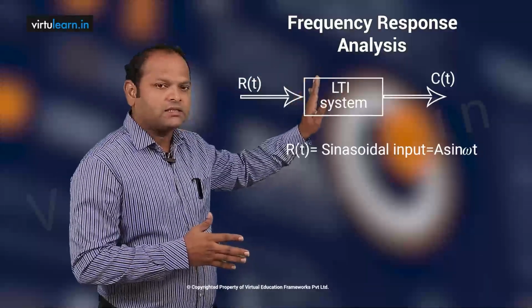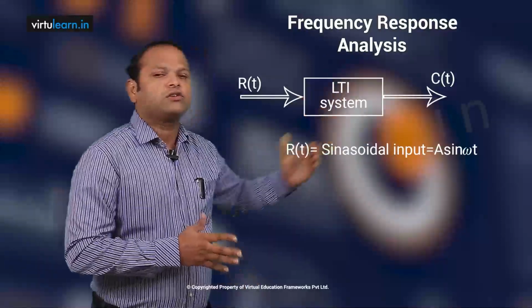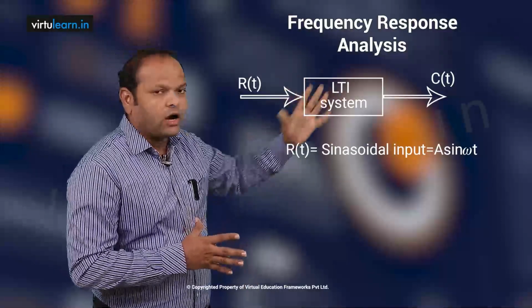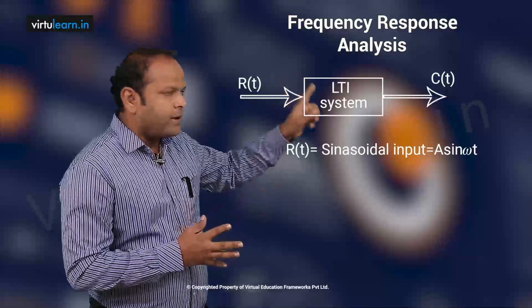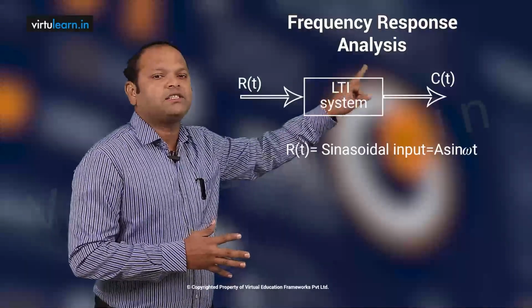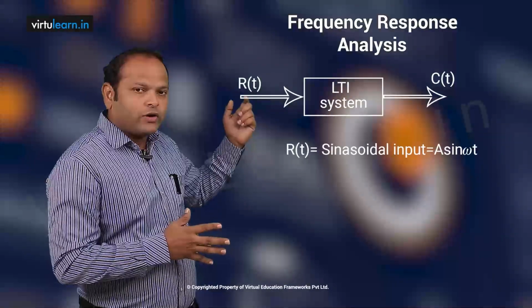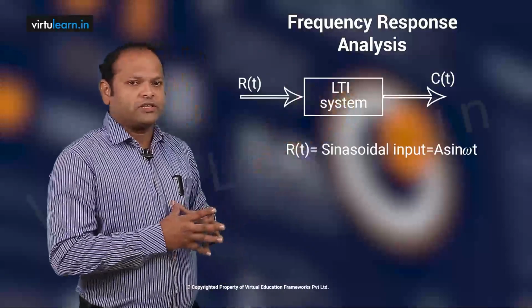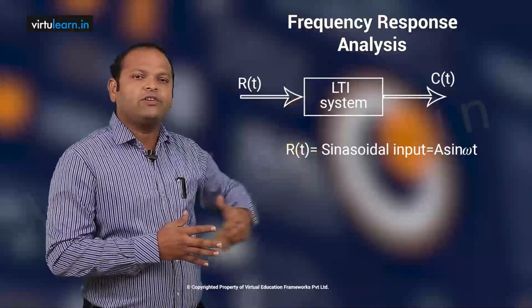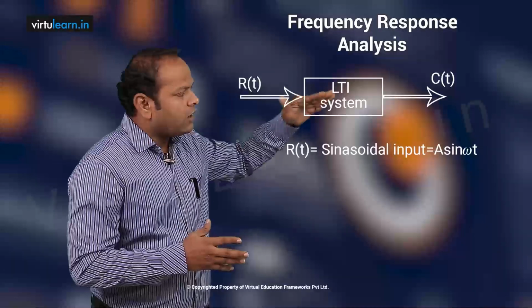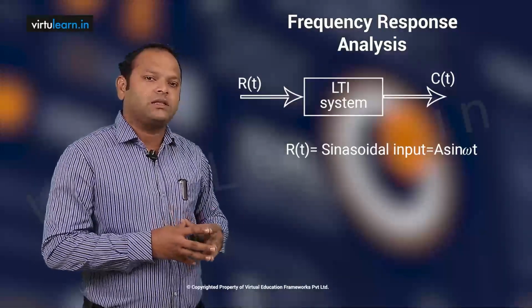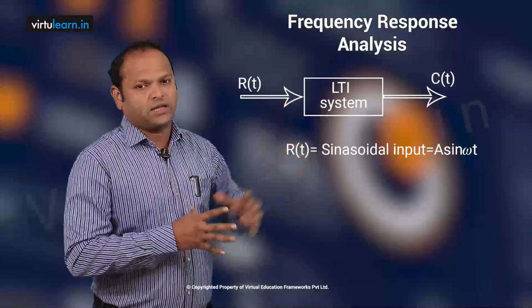For any LTI system, the output is also sinusoidal. Means let us say the output C of t is B sin(omega t plus phi). So if you look at the input and output frequencies, the input frequency and output frequency are same, but in the output there are changes in the magnitude and the phase angle.